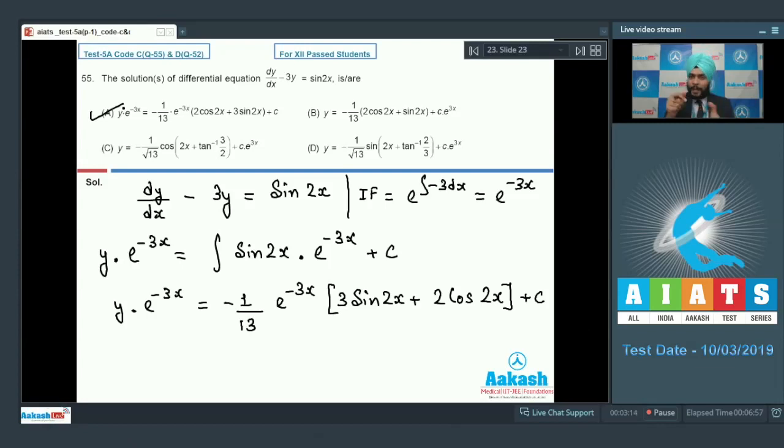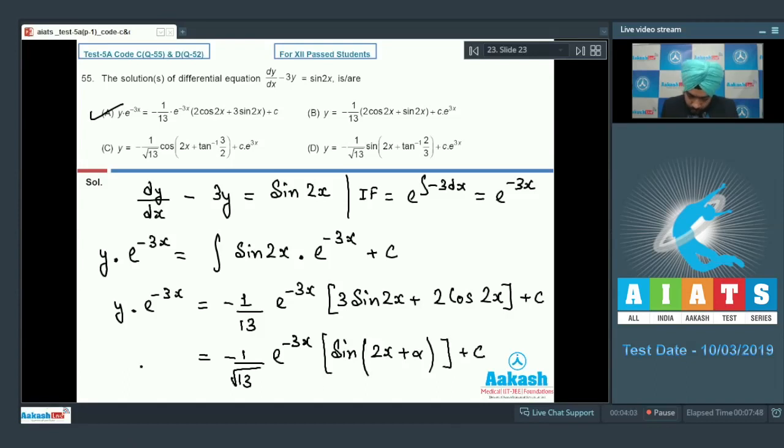Now, since options might be interconvertible over there, let us have another look. Let us convert the square bracket into auxiliary form by dividing by root 13. So this is simply minus 1 upon root 13 into e raised to the power minus 3x into sine of 2x plus alpha, where alpha is an angle which can be given as tan inverse 2 by 3. Carefully seeing, the fourth option is also correct, because if we multiply by e raised to the power 3x throughout, we get this also as the correct option.